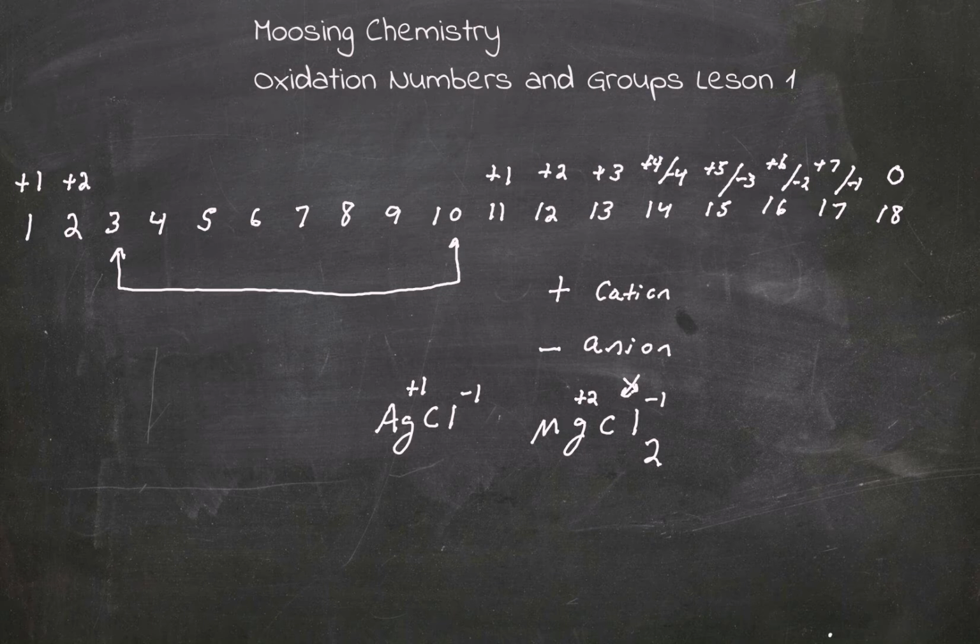And one more example. Let's say we have lithium fluoride. Well, lithium is a +1 charge because it's in group 1, and fluorine is a -1 charge. So that is balanced, lithium fluoride.